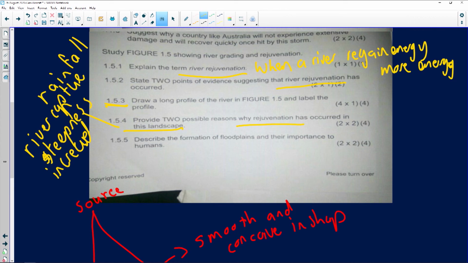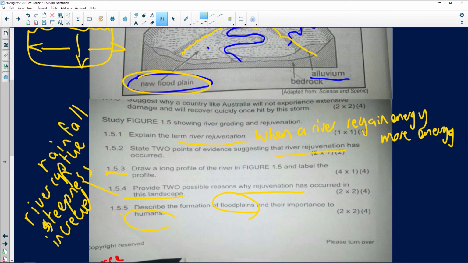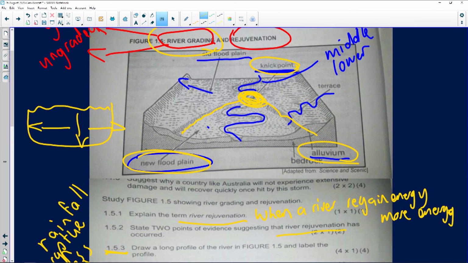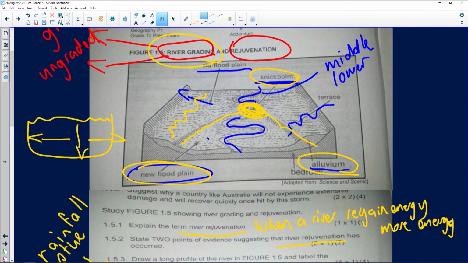Now, if you quickly have a look at question 1.5.5: describe the formation of floodplains and the importance to humans. I've mentioned to you over here, I will discuss this with you. Now, this is the floodplain. First of all, it's quite important for us not to go and live there. That's probably the biggest mistake people can make. For instance, if you look at townships, people next to the Alexandra River tend to build their houses on the floodplain. Biggest mistake ever.